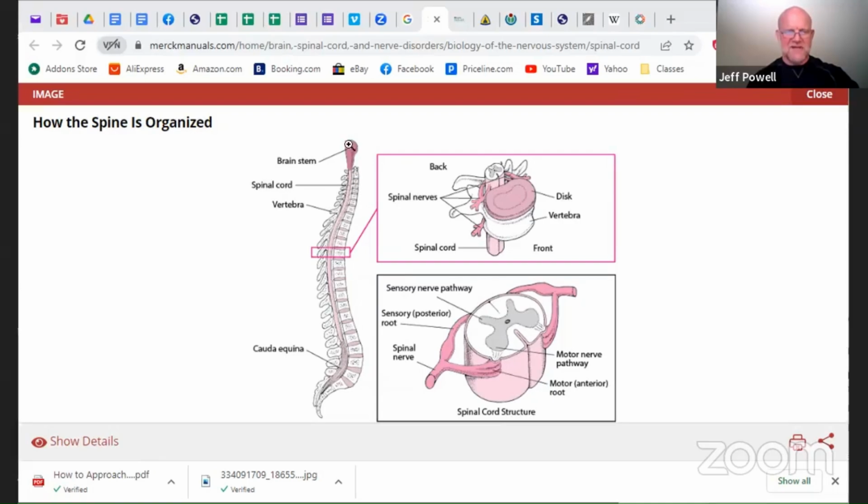This little nubby bit at the top is meant to be the brain stem. I'm not sure why they didn't include the brain on top of that in this image, but we're not covering the brain. We're talking about nerves. So we have the brain, and the brain branches off into the spinal cord, and the cord travels through the spinal column and terminates down at the bottom. Now, along the way, there are nerve roots.